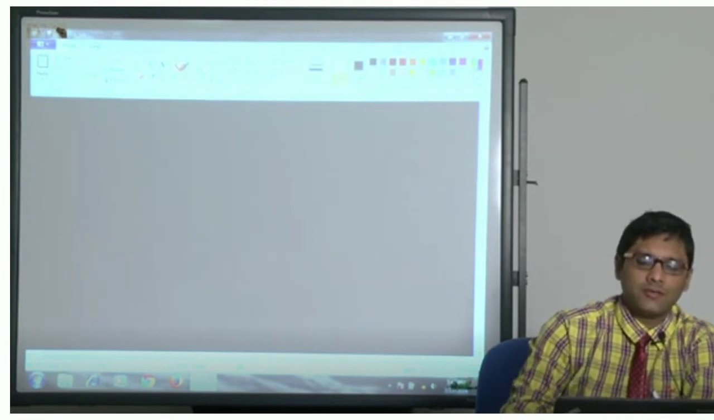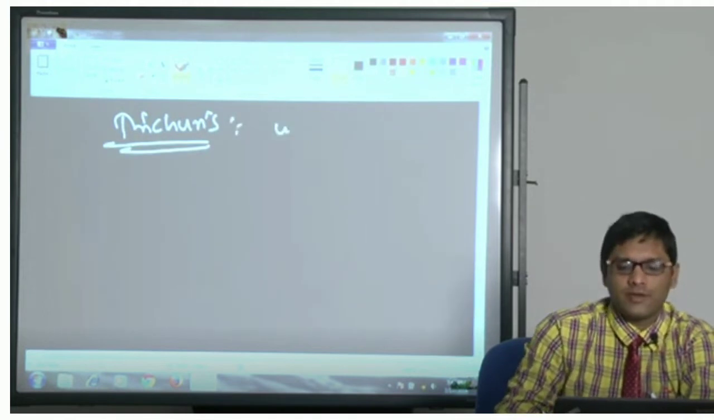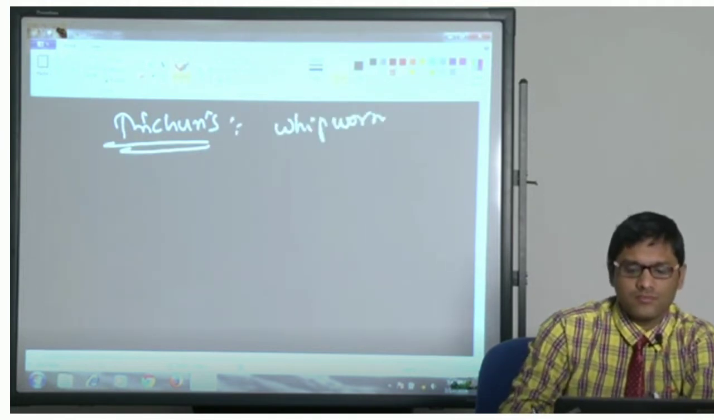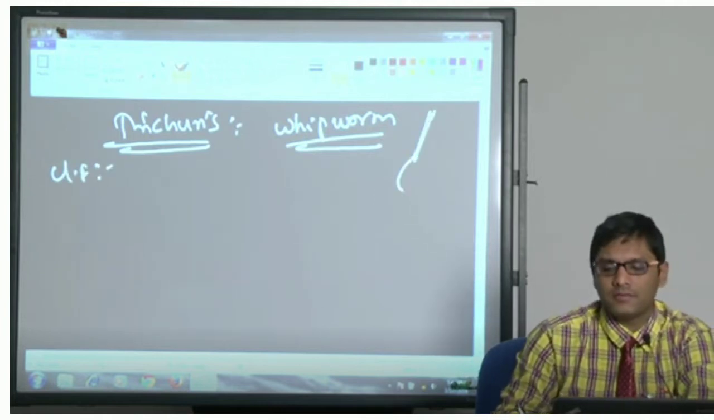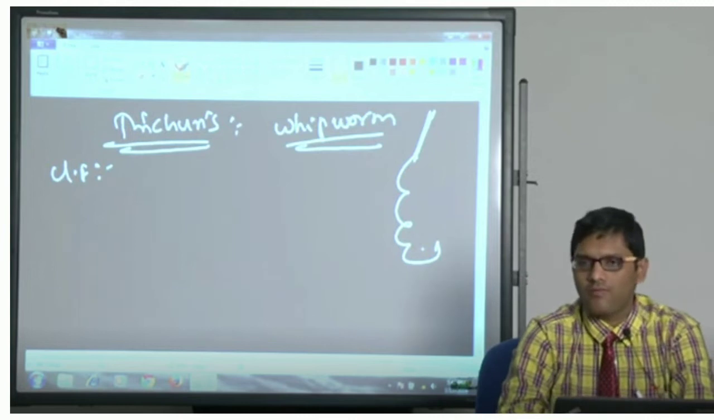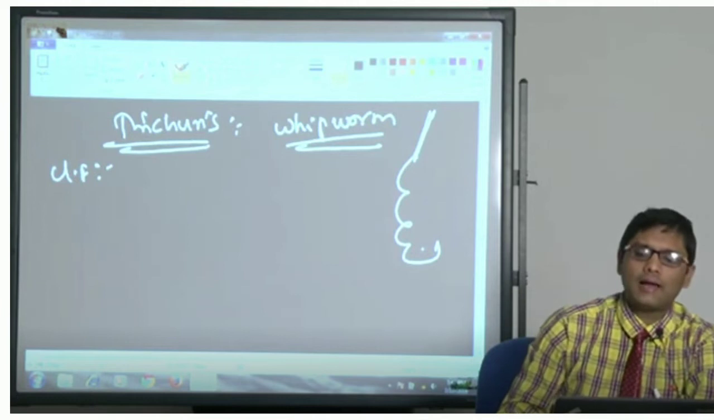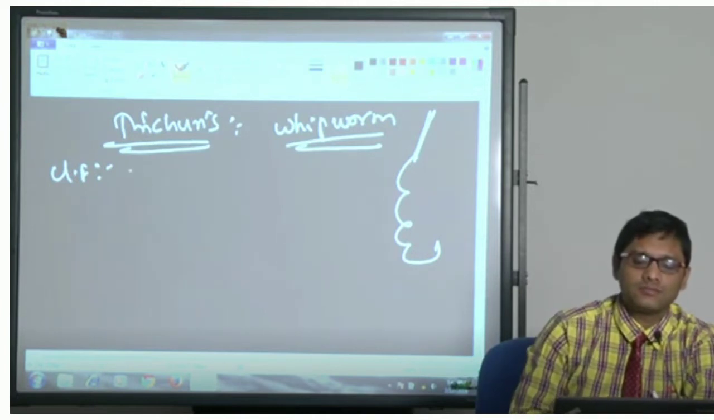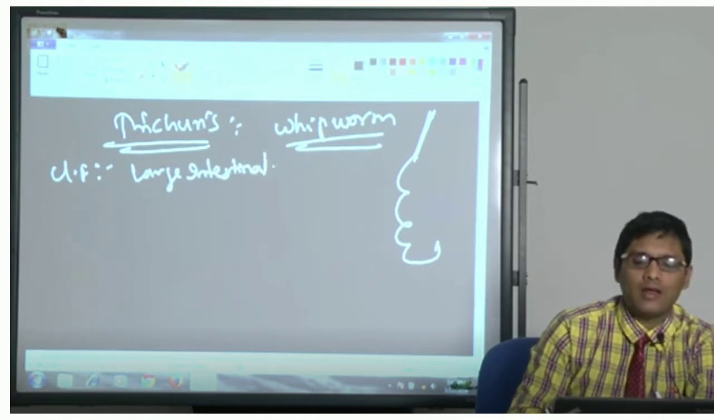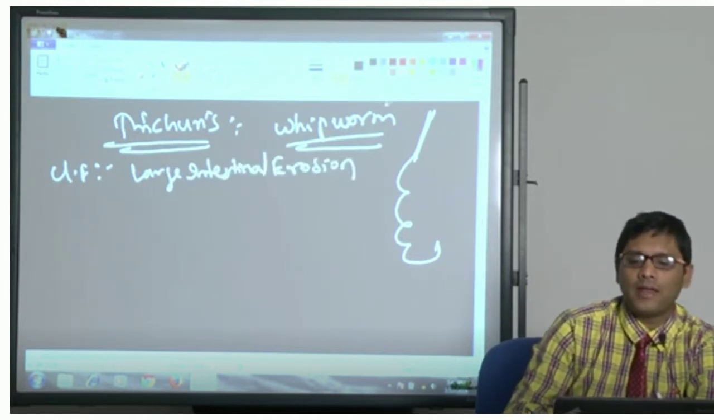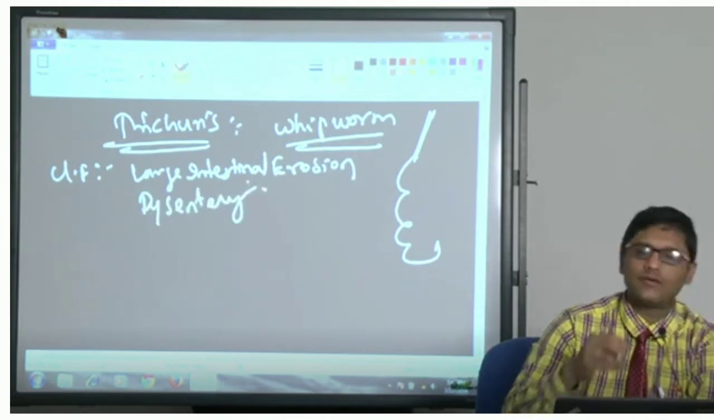Then let us discuss a little bit individually. Trichuris is also called whipworm, because the adult worm is whip shaped. The adult female worm is whip shaped, having a handle and a whip, and because it is whip shaped it can cause large intestinal erosion, and the main clinical feature is Trichuris dysentery. Dysentery will be produced.